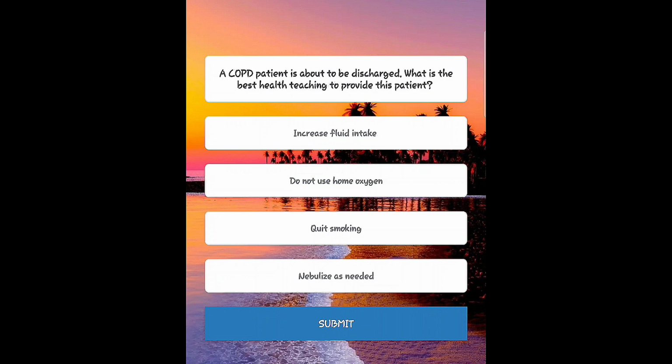A COPD patient is about to be discharged. What is the best health teaching to provide to this patient? COPD is chronic obstructive pulmonary disease, if I'm right. So the first one says increase fluid intake, B do not use home oxygen, C quit smoking, D nebulize as needed. I'm not sure if the person is smoking or not, so I'm a bit split between quit smoking and nebulize as needed. So I'll just choose quit smoking.